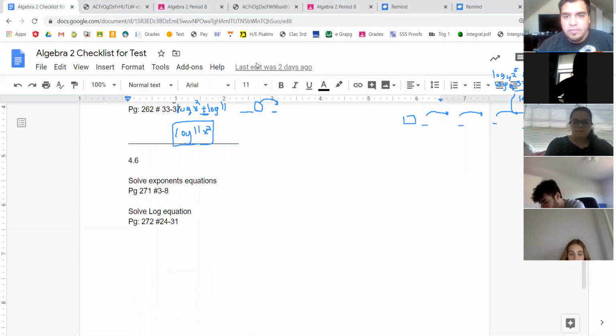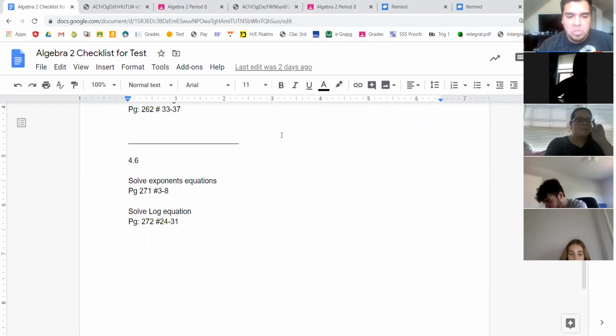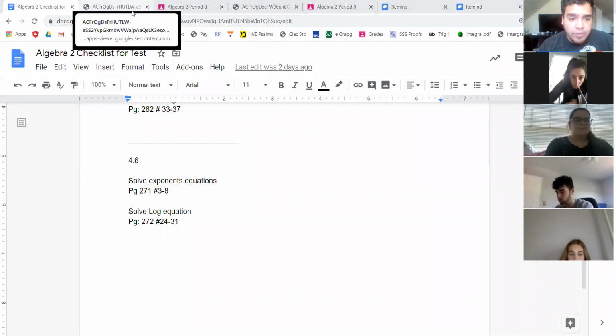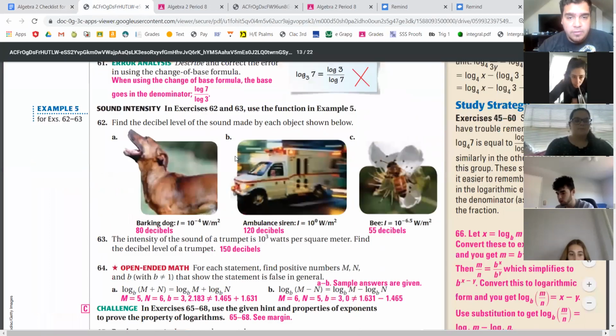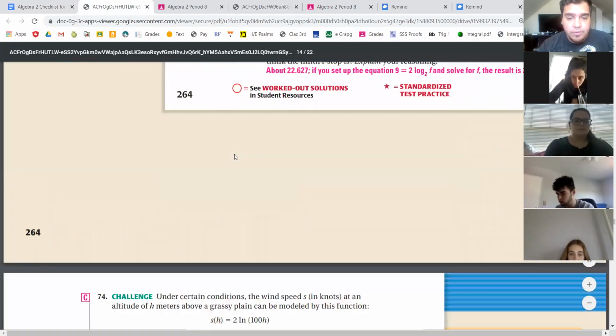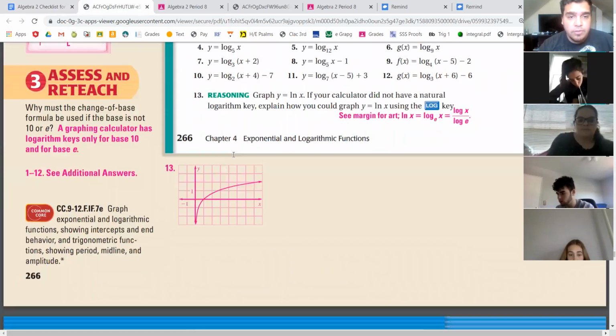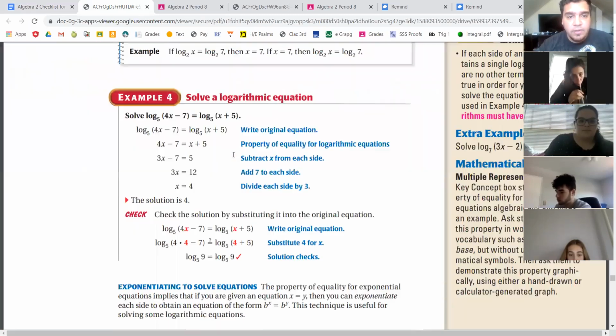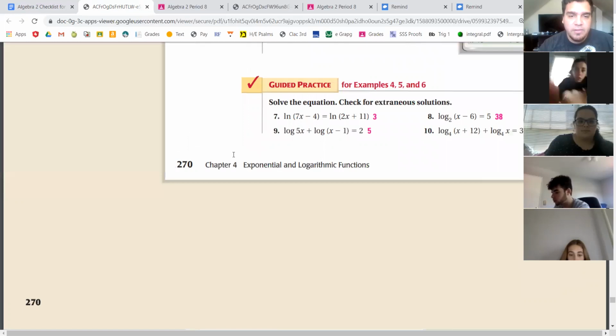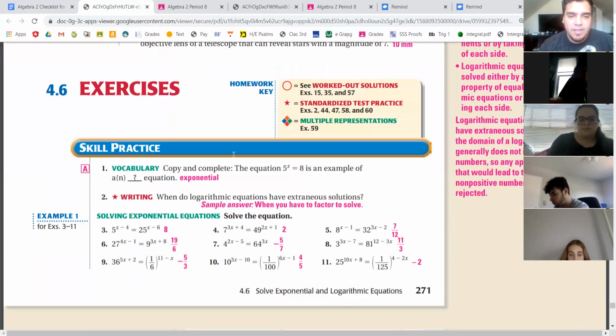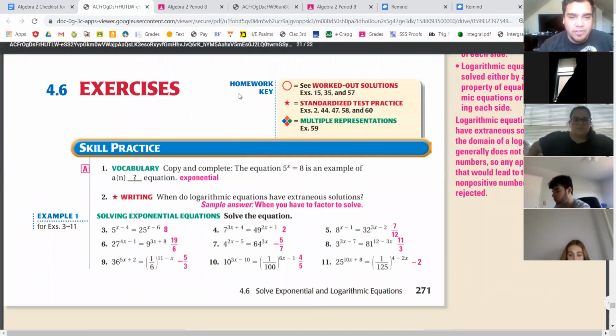And then 4.6. Doing this all, I thought there was more to this, but it seems to not be as much as I thought. So I think that's a positive. So 271, 3 to 8. Funny enough, 271, I think, is a little tougher, I guess. I don't know, you decide if it's tough or not.